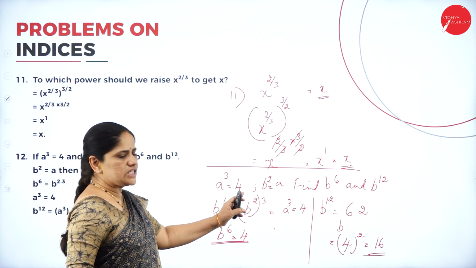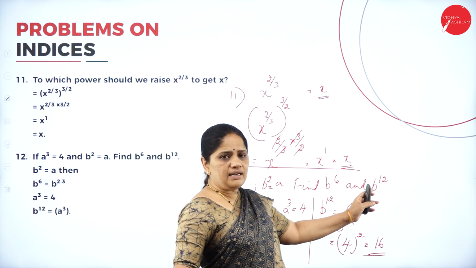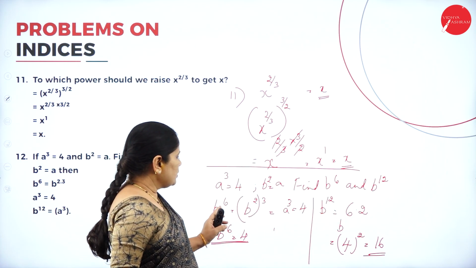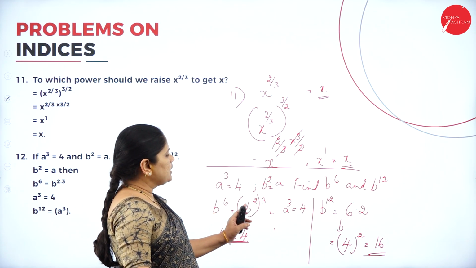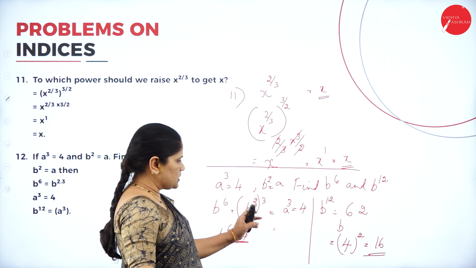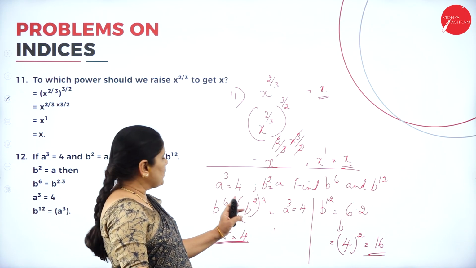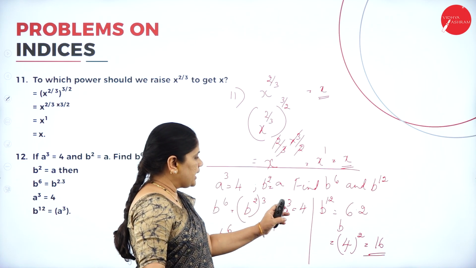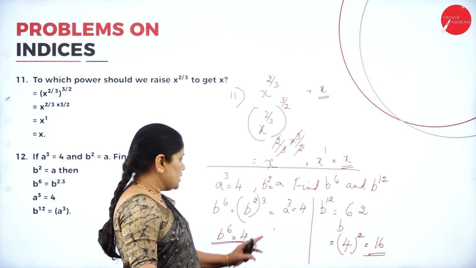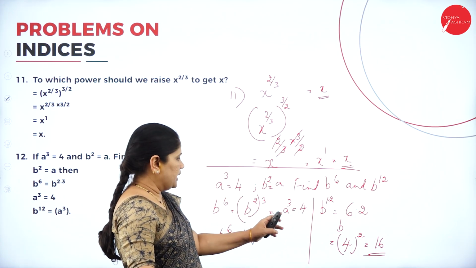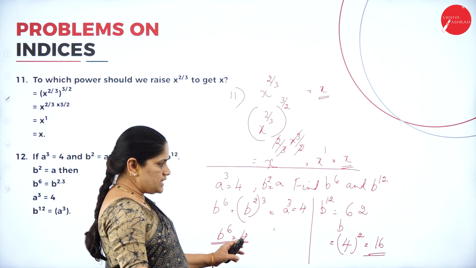So, a cube equals 4, b square equals a. Find b to the power of 6 and b to the power 12. So, if you want b to the power 6, I can split it as b to the power 2 whole to the power 3. So, that 2 into 3 is 6. Now, instead of writing b square, I am writing a cube. So, a cube equals, what is the value of a cube? A cube value is 4. So, instead of writing a cube, I will write 4 here. So, the answer of b to the power of 6 is 4.